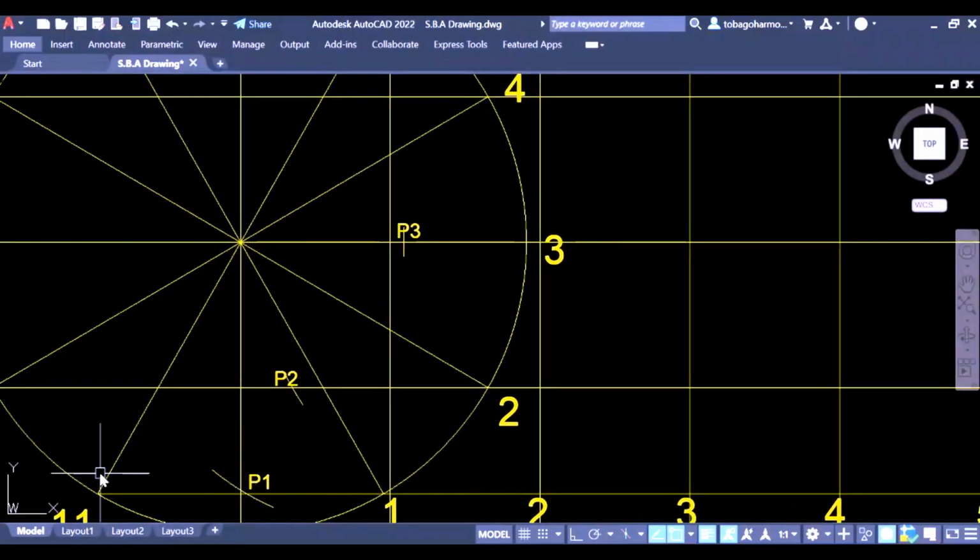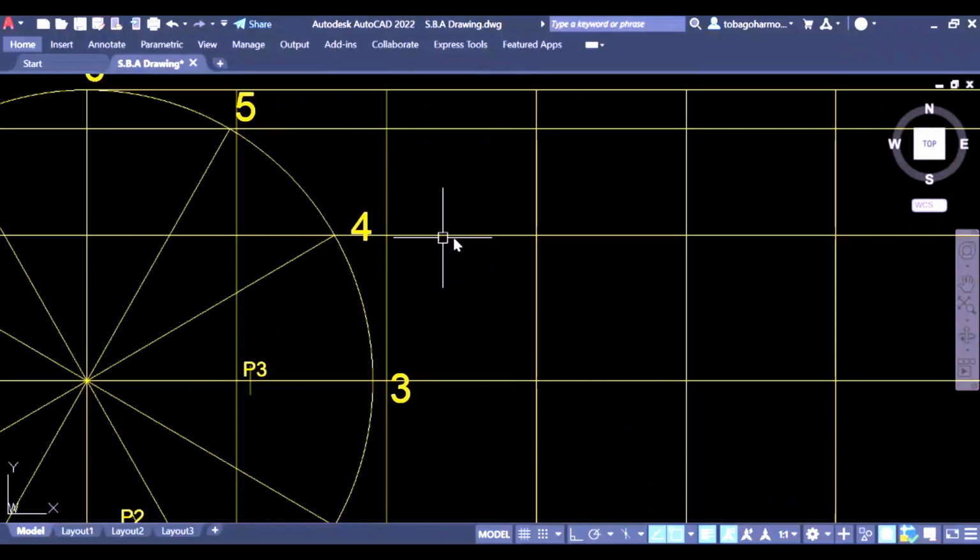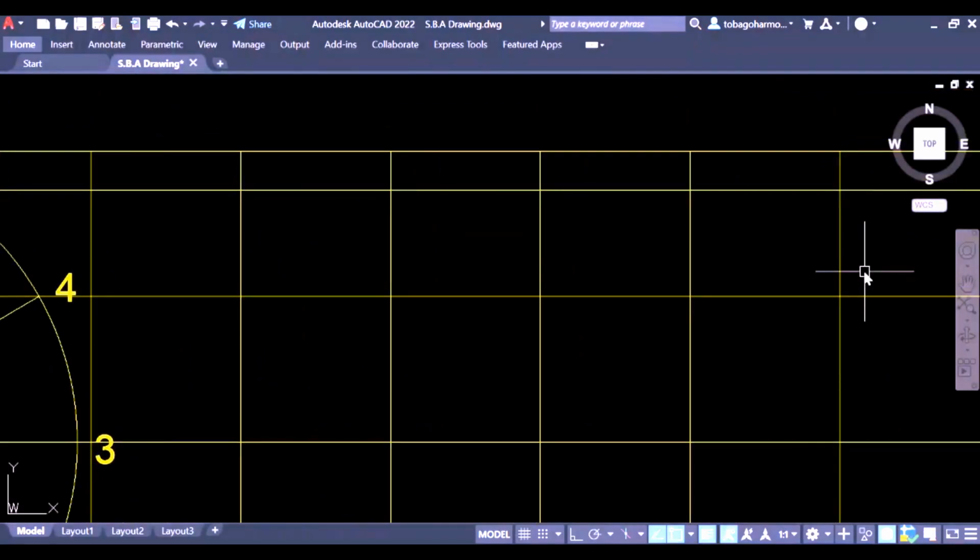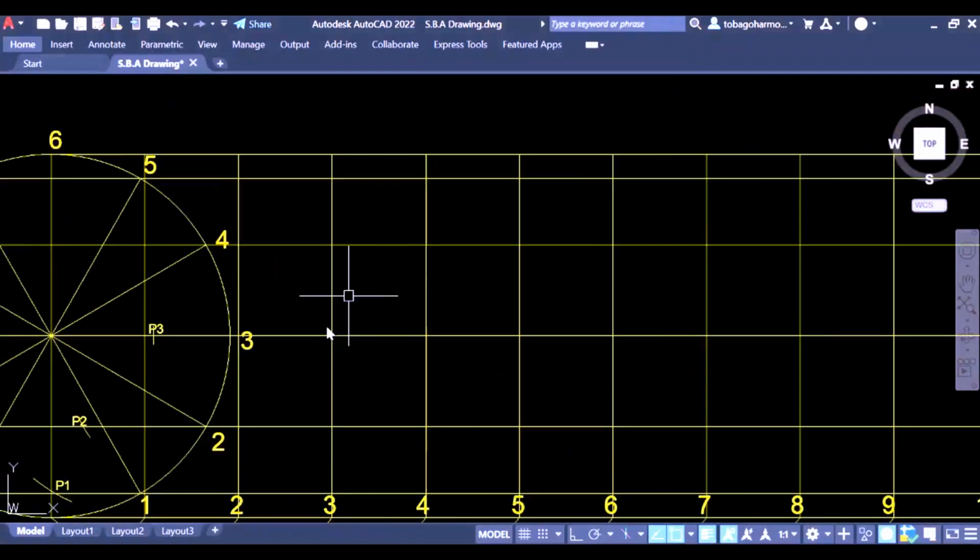Alright, so the steps continue. Next, of course, we're going to go over to vertical line 4, and where it intersects with horizontal line 9, 3, we're going to draw an arc to cut horizontal line 4, 8. And that would be P4. Right, so it's the same thing over and over until you get to vertical line 6, and then you start going down on the other side.